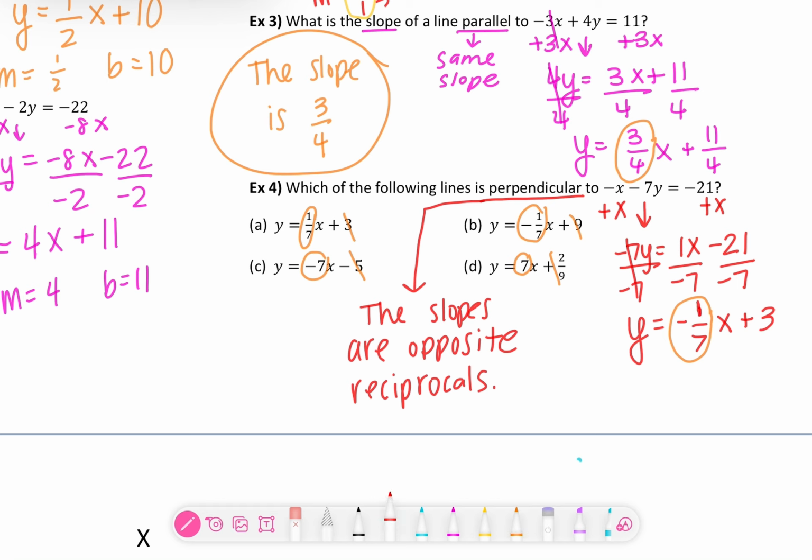The perpendicular slope to this would be the opposite reciprocal. So if I start with -1/7, it wouldn't be negative, it would be positive. And instead of 1/7, it would be 7/1. Well, +7/1 is the same as +7. So our choice here is going to be choice D. Don't let it trick you. Don't forget to go back and reread the problem if you need to, right? Don't accidentally choose B because it's the same slope, okay? So definitely choice D is the answer.